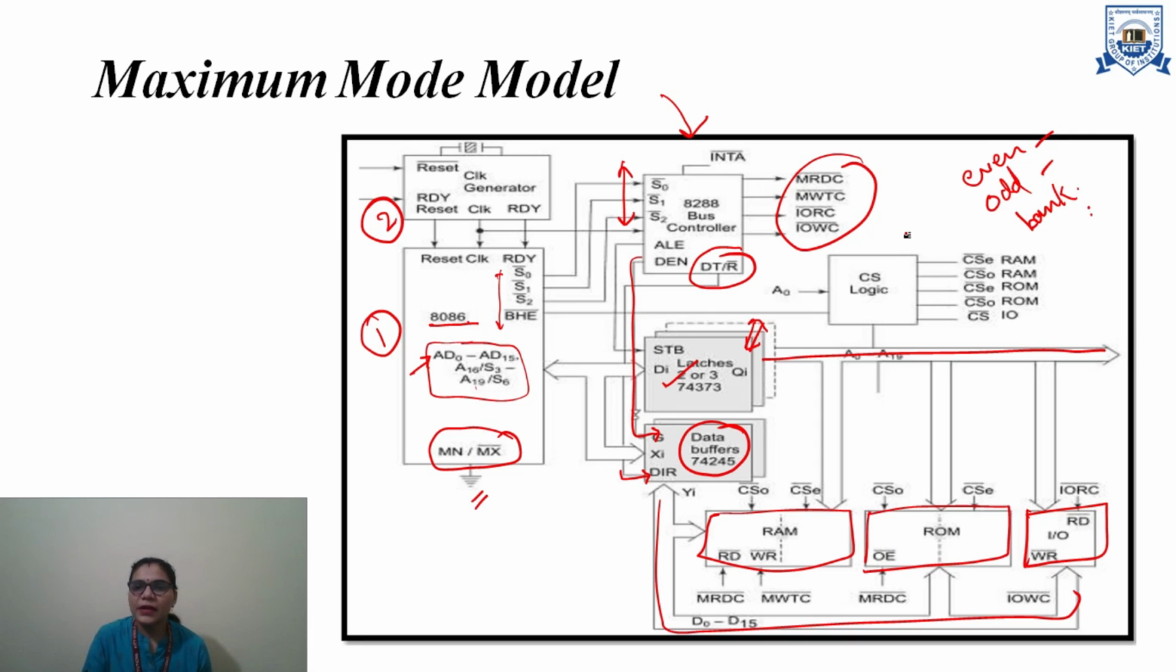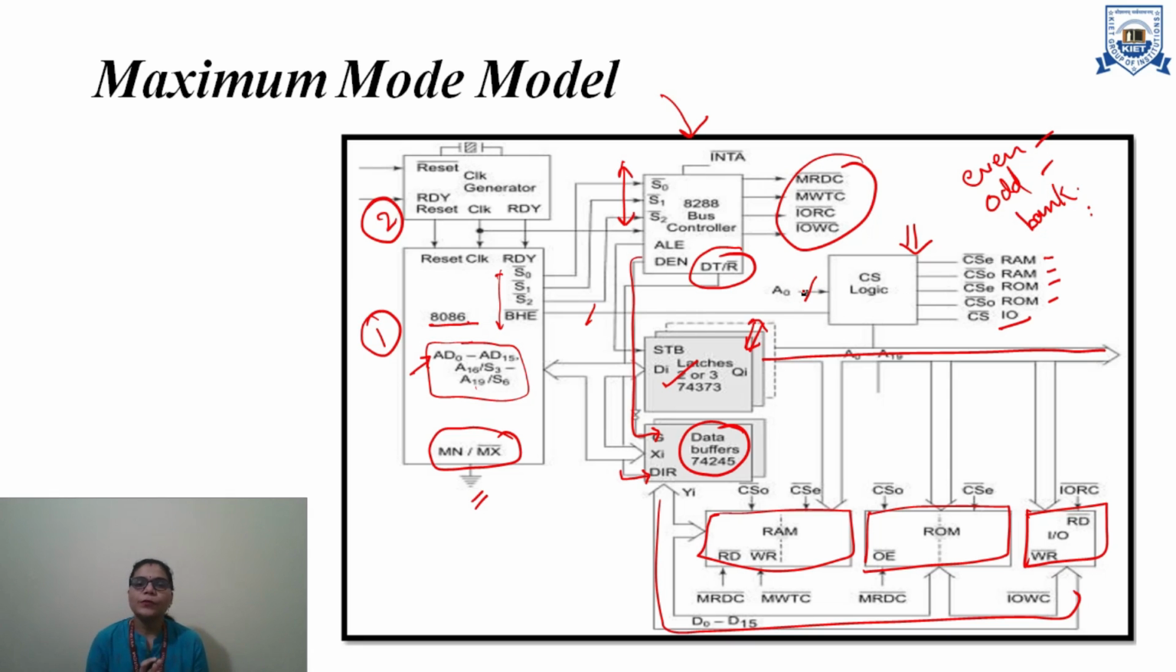So this model also has a chip selection logic, which provides the signals for even and odd bank selection of RAM, even and odd bank selection of ROM, and the chip selection mechanism for the input-output chip. And we have seen that the bank selection is driven by two control signals. One is BHE bar, second is the A0 address pin. So this chip selection logic is receiving two control signals, A0 and BHE bar.